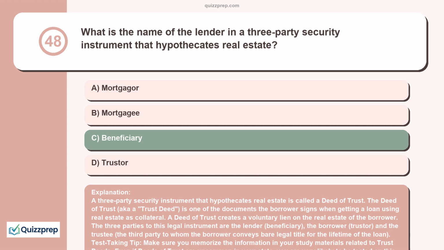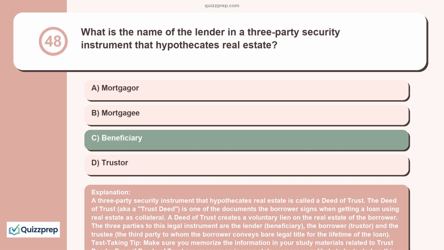The deed of trust, aka a trust deed, is one of the documents the borrower signs when getting a loan using real estate as collateral. A deed of trust creates a voluntary lien on the real estate of the borrower. The three parties to this legal instrument are the lender, beneficiary, the borrower, truster, and the trustee, the third party to whom the borrower conveys bare legal title for the lifetime of the loan.